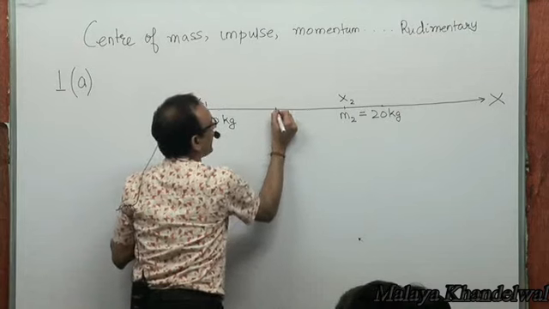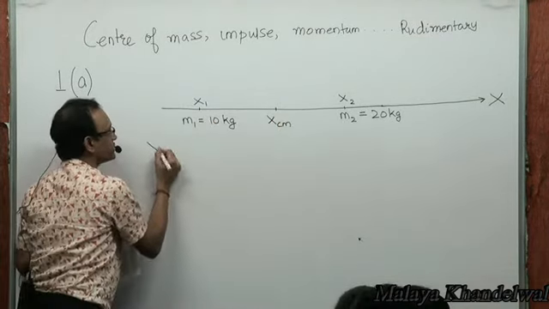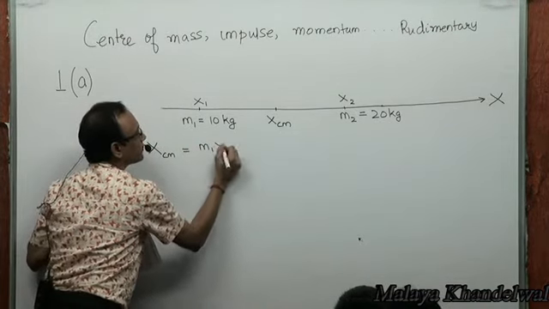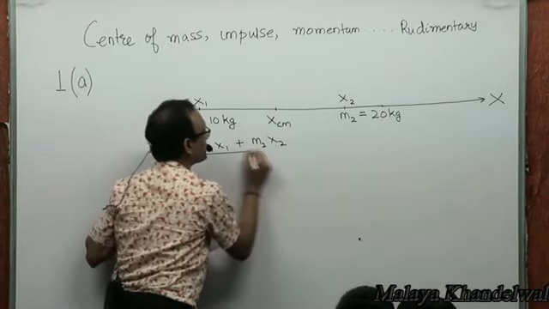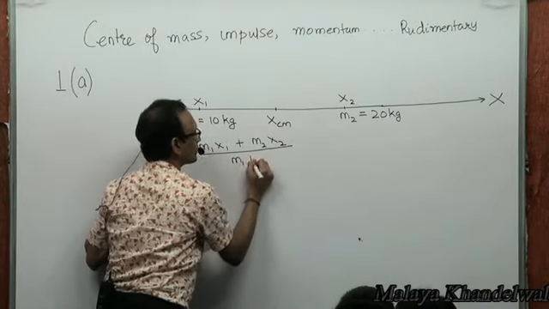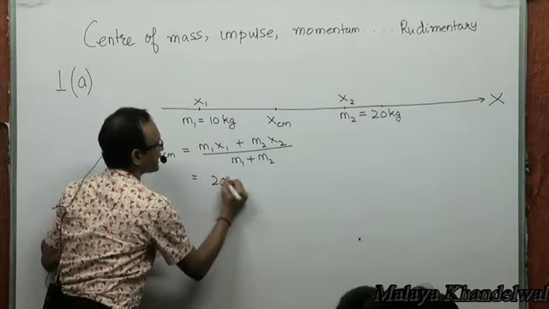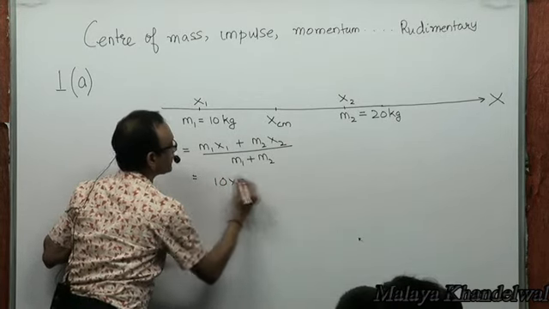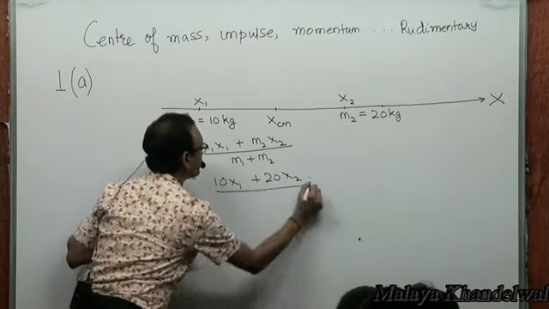Obviously, they have a center of mass xcm. xcm by definition is m1 x1 plus m2 x2 by m1 plus m2, right? So which is like 10x1 plus 20x2 divided by m1 plus m2.